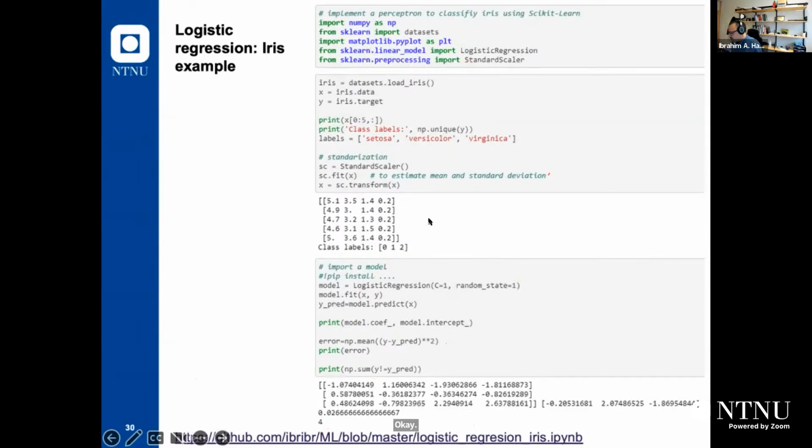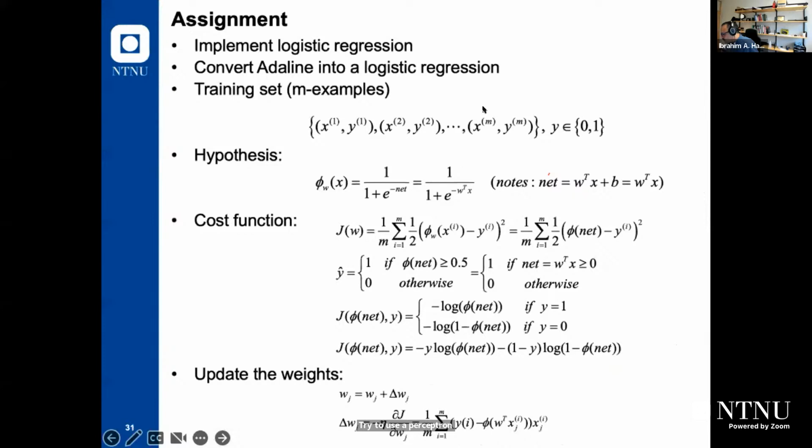I was giving people an example of logistic regression, but I mean, we solved it already, right? So try to implement a perceptron to classify iris using scikit-learn, for example. Last time we used logistic regression, now try to use a perceptron. Is there any difference in the preprocessing, the standard scaler? No. You just try to implement it, converting the adaptive linear unit into a logistic regression.